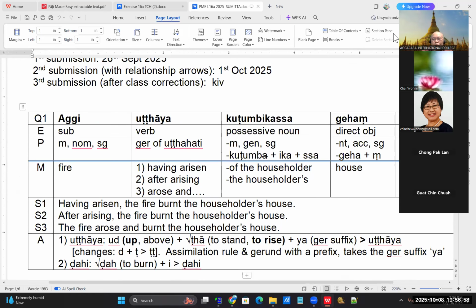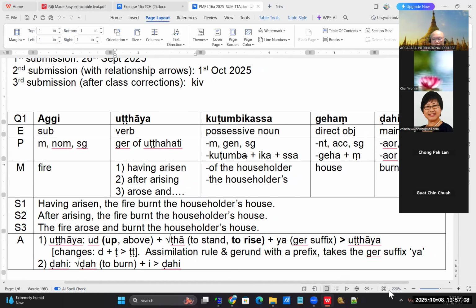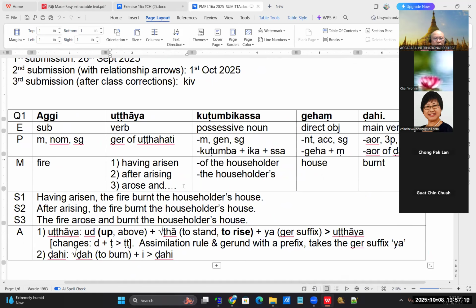To be fair, maybe I do five here of Chai Hun, five also Sumita. Agi utaya. Smaller. Kutumbikasa geham dahi.